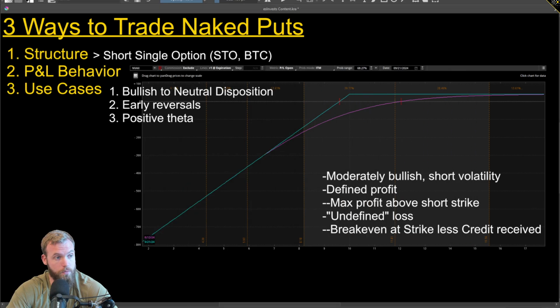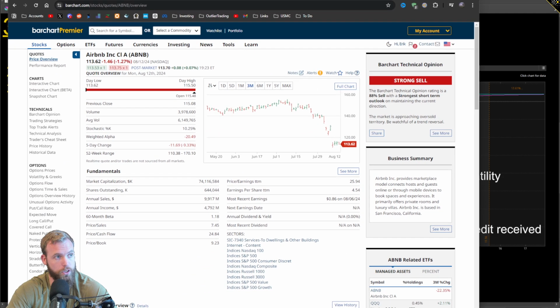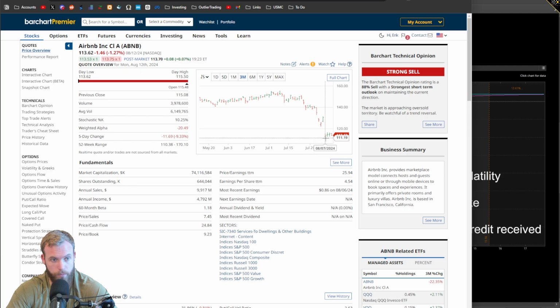So that's a really simple first reason to trade them. The second is if you're trying to trade things like early reversals and you're not confident on where the underlying is going to go. So in this case, it obviously dropped off and we might think that this is likely to go up. Let's say we have a bullish disposition in Airbnb, but we don't really know when it's going to happen. But maybe we want to buy shares ultimately.